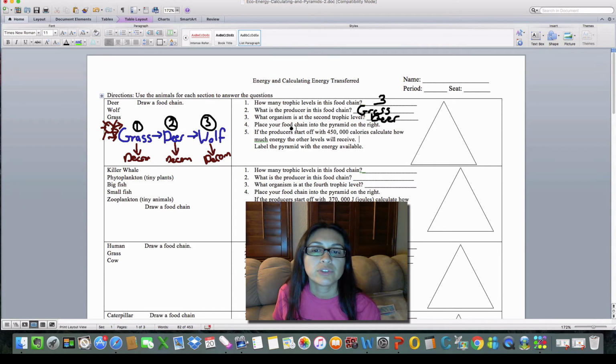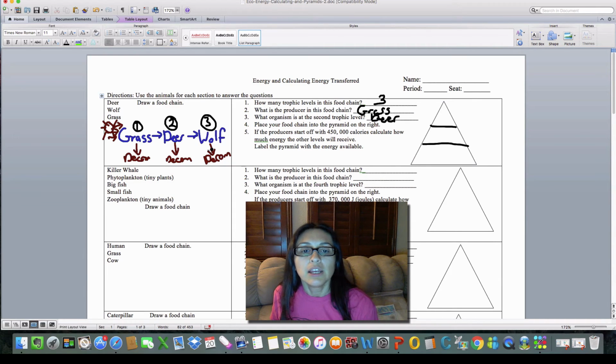Number four, place your food chain into the pyramid on the right. So we have three different levels here. So we have to divide it into three different sections in our pyramid. Now, when we place these organisms in, you want to make sure you place them in the right spot. So when you look at a pyramid, here's what I want you to think. The base of the pyramid is probably the most important part. If you build a weak base, the pyramid will basically crumble. So you want something very strong, something that's going to hold up the rest.